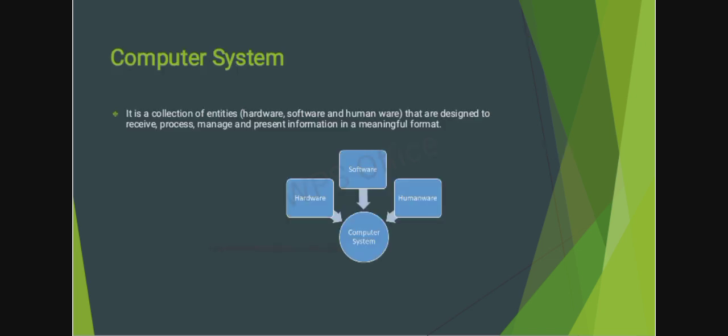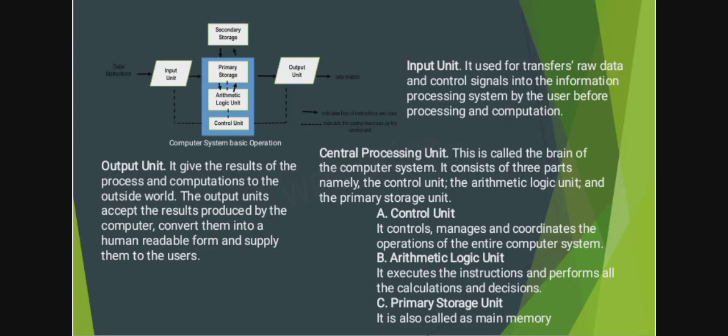Next, we have: a computer system is a collection of entities, hardware, software, and humanware, that are designed to receive, process, manage, and present information in a meaningful format. We have the computer system basic operation: input, output, central processing unit, control unit, arithmetic logic unit, and primary storage. This is the basic operation.